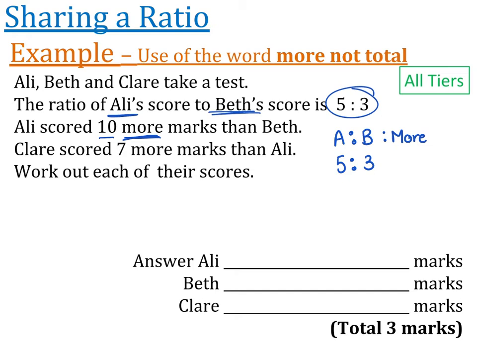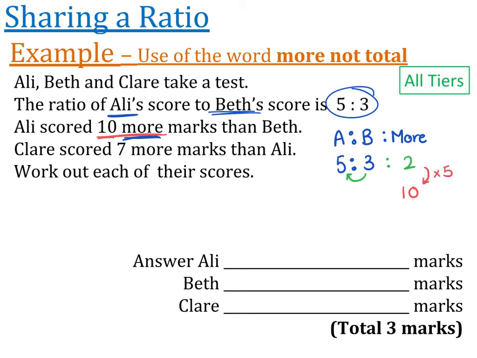Allie scored 10 more marks than Beth, but currently, when I look at these, to get from 3 to 5, how much more is that? That would only be 2. So in the ratio as it is, it's just going to be 2. The question also tells us that Allie actually scored 10 more marks, so we're going to put 10 in the column for more, and then everything is going to happen exactly the same.